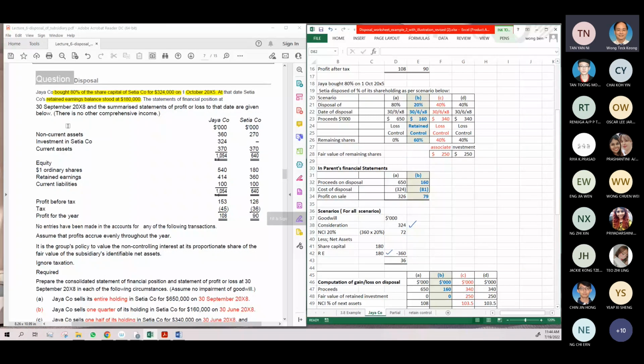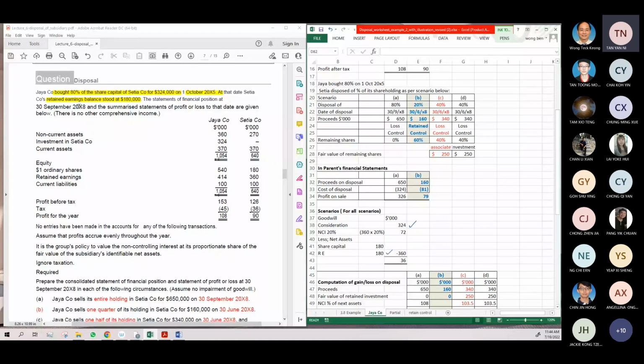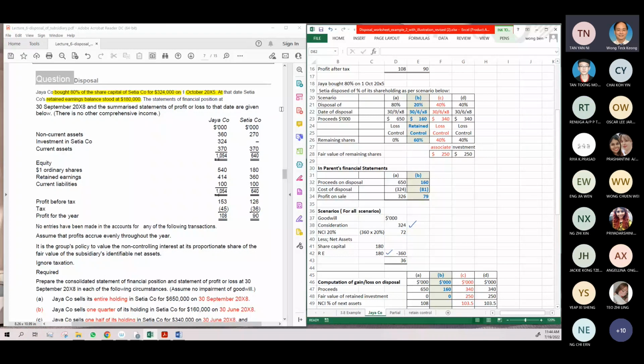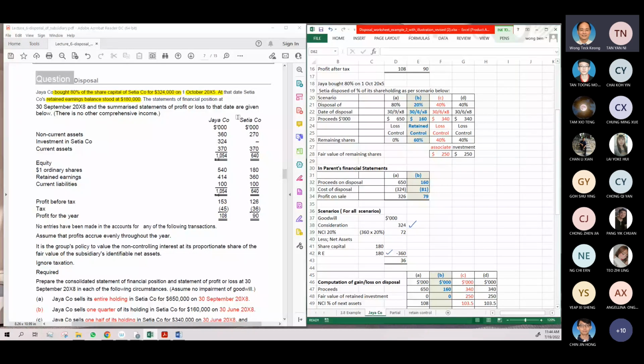Okay. And the year end is 30th September X8, so about 3 years later. So they've given you the P&L as well as the SFP for Giant and Subsidiary. So first part is SFP. At the bottom they give you a 3 lines P&L only: profit before tax and profit after tax. The question is telling you no entry has been made to account for the foreign transaction. So they haven't done these transactions yet, so you have to pass this transaction.